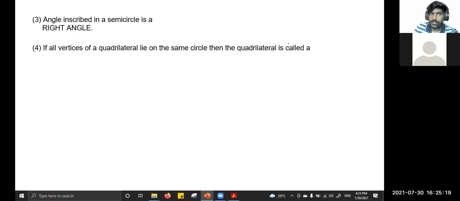And then this is a definition. If all vertices of a quadrilateral lie on the same circle, then this quadrilateral will be called what? We just studied it. If all the vertices lie on the same circle, then this quadrilateral is called, we just studied it now. What type of quadrilateral?